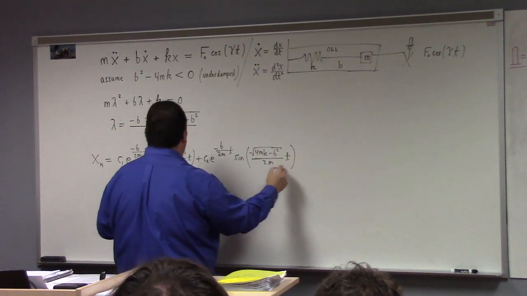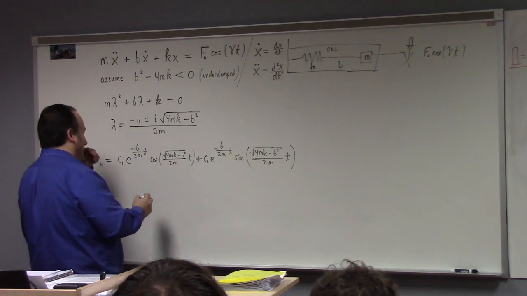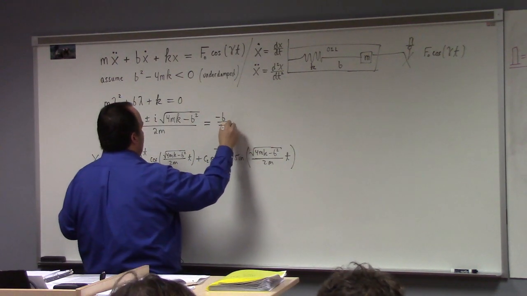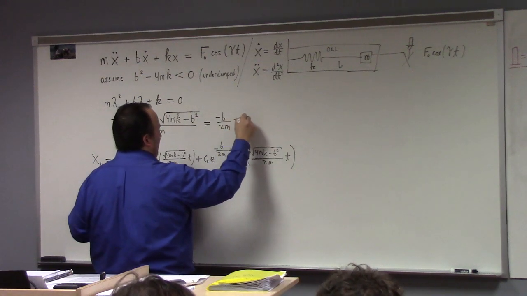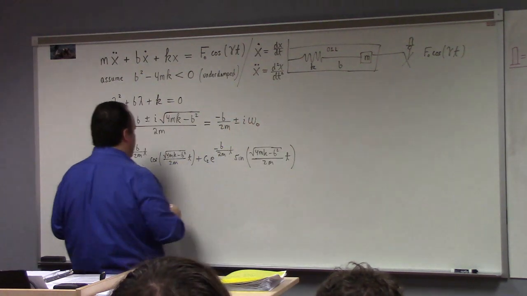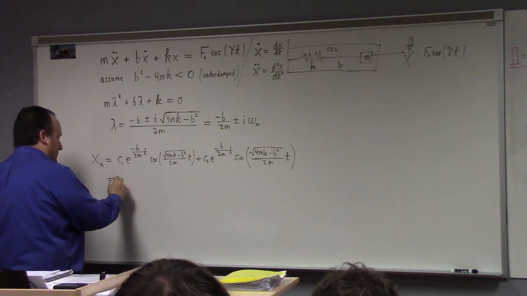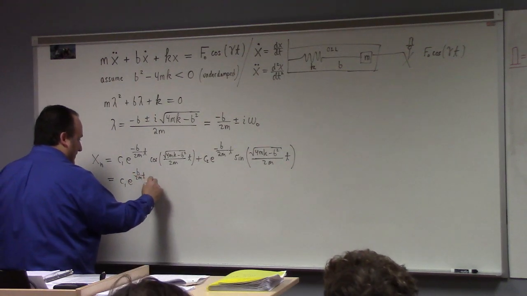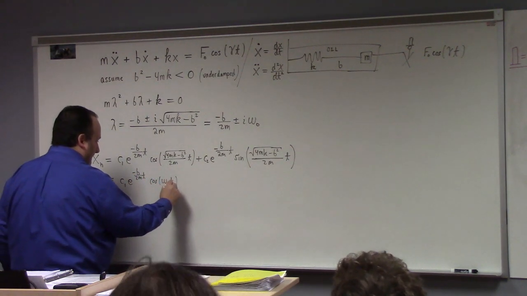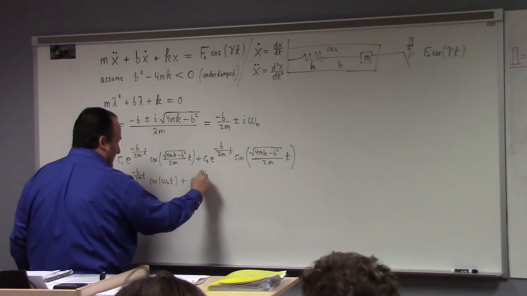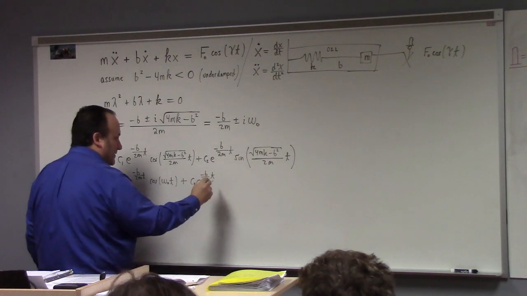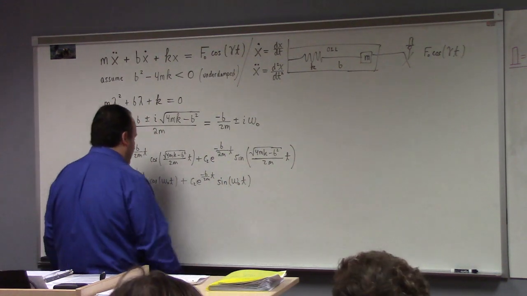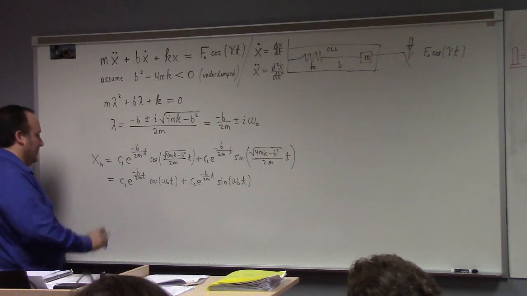I should have given this thing a name. I should just say this is minus b over 2m, plus or minus i omega naught. And if I did that, then my solution would just be C1 e to the minus b over 2m t cosine omega naught t plus C2 e to the minus b over 2m t sine. And of course there are other ways you could simplify this solution a bit, just write it in terms of a single sinusoid if you wanted.